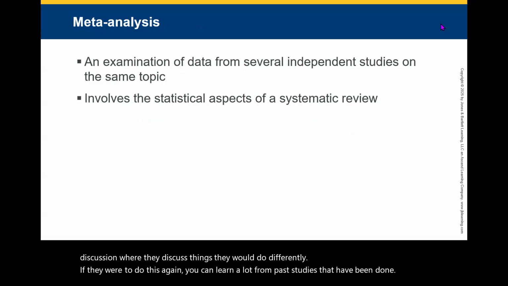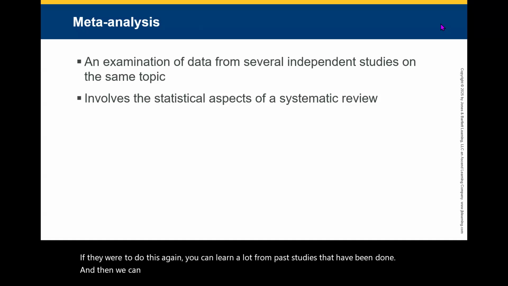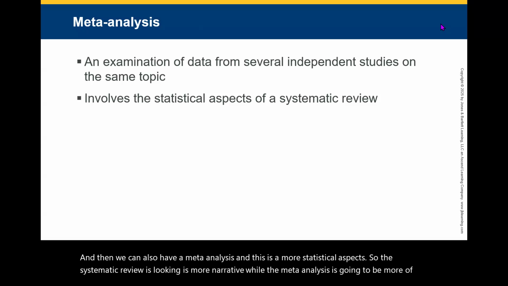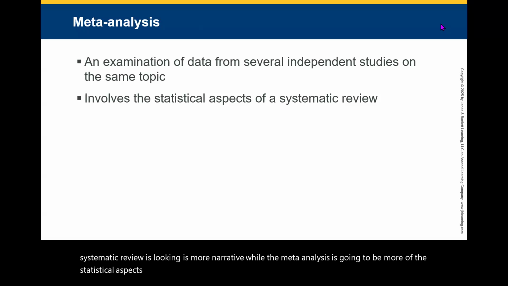And then we can also have a meta-analysis, and this is more of the statistical aspects. So the systematic review is more narrative, while the meta-analysis is going to be more the statistical aspects of those types of reviews.